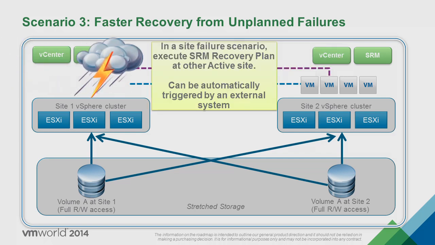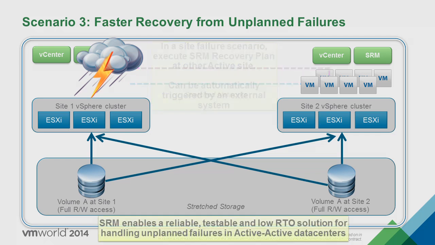So if there is a failure of one of those sites, you basically use the same recovery plan, whether it's for planned migration, continuous availability, or for site failures, and initiate that failover through SRM, and SRM will recover all those VMs from the failed site into the recovery site. And note that here, because there is a separate vCenter at that site, you continue to have management access to the VMs that are running in the second site.